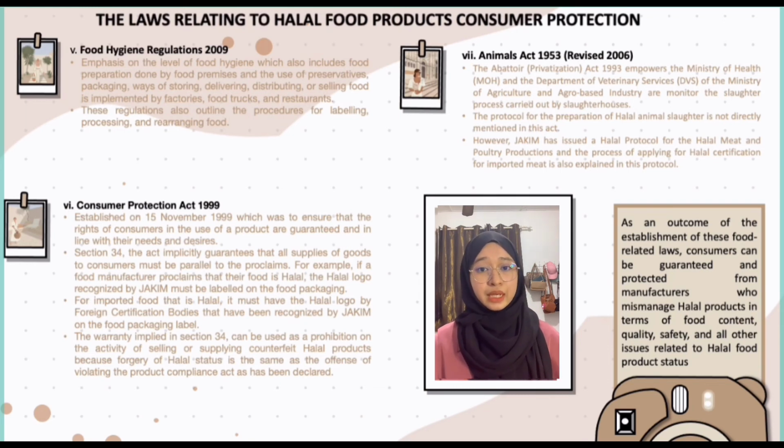And lastly, number 7, Animals Act 1953, revised 2006. The Abattoirs (Privatization) Act 1993 empowers the Ministry of Health and the Department of Veterinary Services of the Ministry of Agriculture and Agro-based Industry to monitor the slaughter process carried out by slaughterhouses. The protocol for the preparation of halal animal slaughter is not directly mentioned in this act. However, JAKIM has issued a halal protocol for halal meat and poultry production, and the process of applying for halal certification for imported meat is also explained in this protocol.